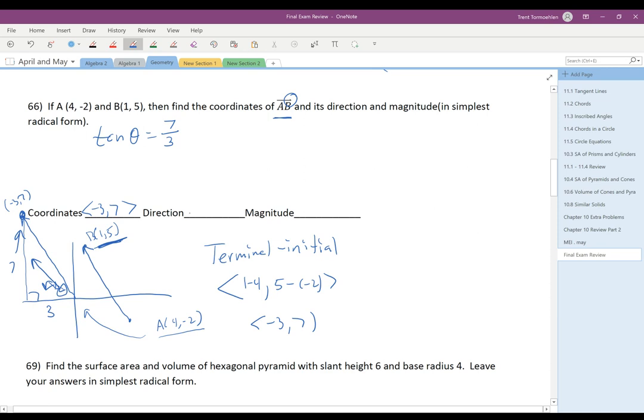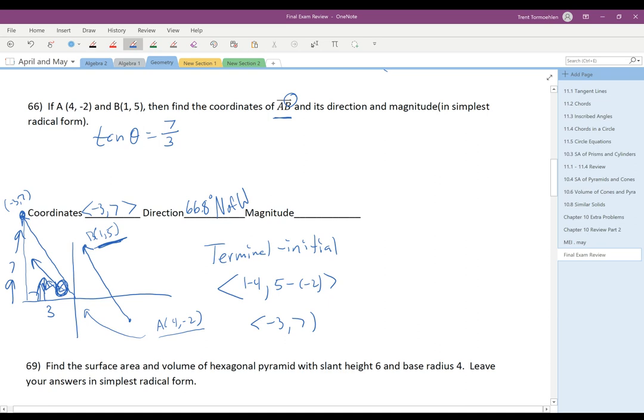But then you also have to name what that is. This angle right here is north, it's above the x-axis, north of, and then the negative x-axis is west. And so we call this north of west. We're above the west-facing line. If we were below it, we'd be south of west. If we were on the other side, it'd be north of east or south of east.